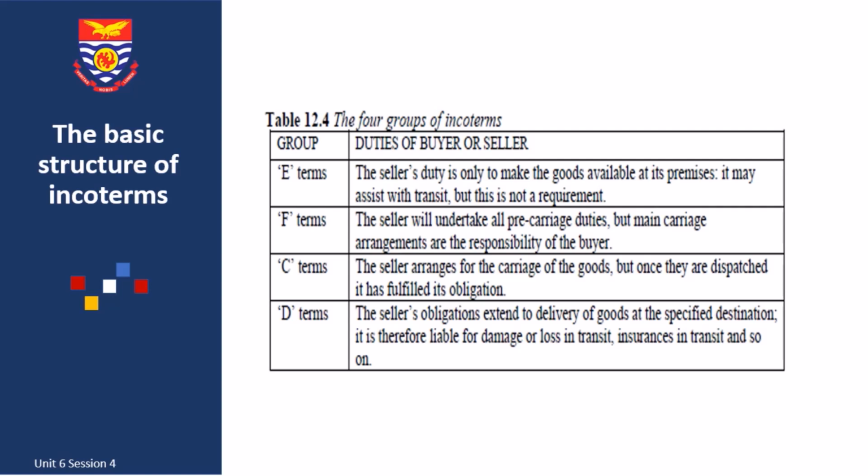So the D terms, the supplier is probably going to make sure that where the buyer stated in the contract or agreed for the goods to the destination where the goods are going to, it's the supplier's responsibility to make sure the goods get there. So if the supplier is in, let's say, China, it's the supplier's responsibility to make sure the goods get to Ghana successfully.